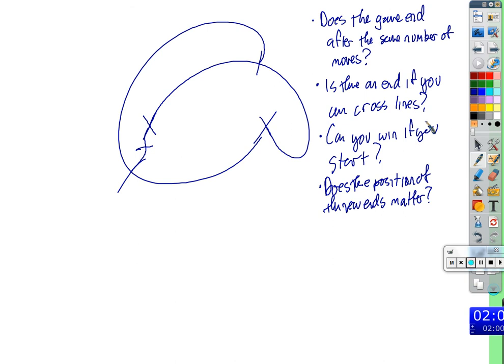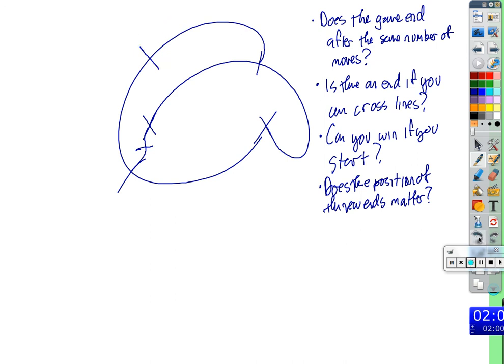Is there an end if you can cross lines? Let's think about that for a second. I don't think there would be. You always create two new ends, right? And so you couldn't just run out of moves. Yeah, if you could cross lines, then there would always be one more move if you just go like this. Add another one, do that. Right? So really quickly, we answer that question. There's no end if you can cross lines.